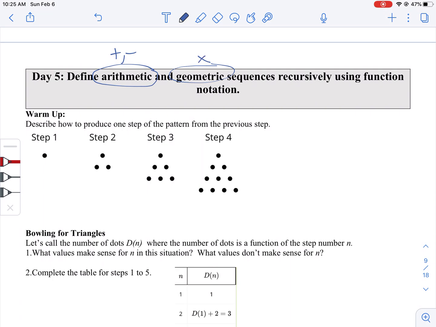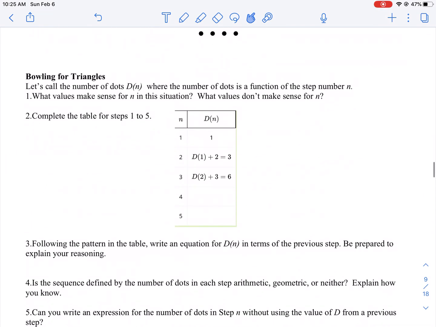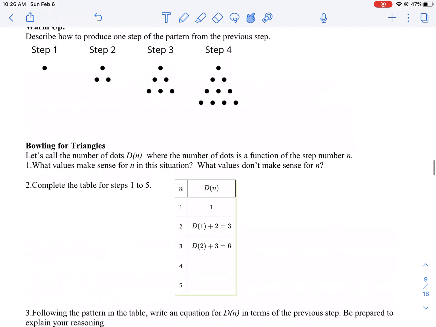So first of all, take a look at this and figure out how would you describe to get the next step. And there's lots of different ways you can do that. So once you've figured out how to describe the next step, let's look at this next part. The number of dots, where the dots is a function of the number of steps. So it has to do with this.